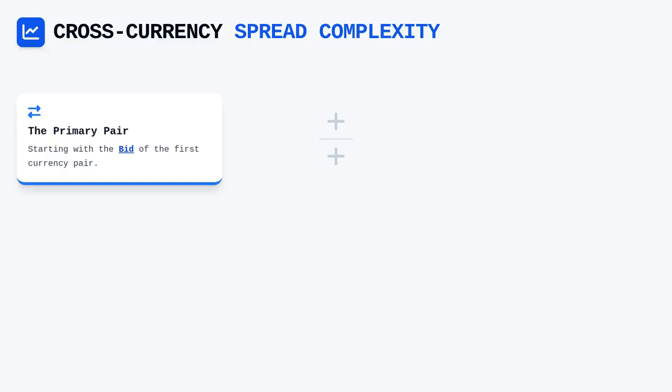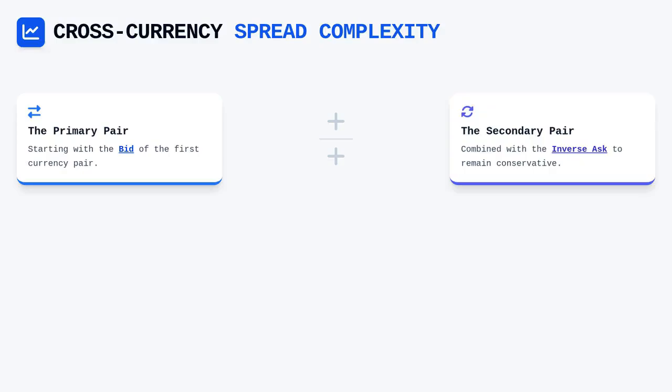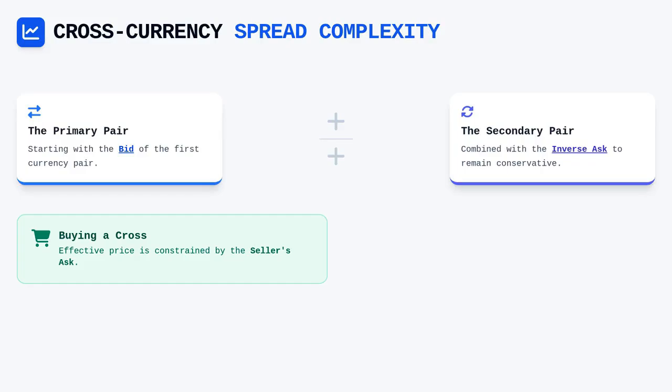The complexity increases when you account for the bid and ask spreads, which represent the transaction costs inherent in any cross-currency movement. When deriving an implicit bid for a cross rate, you must combine the bid of one primary pair with the inverse ask of the other to maintain a conservative stance. For instance, if you are buying a cross, your effective price is constrained by the seller's ask in the secondary market. If you are selling, your return is limited by the buyer's bid in that same market.